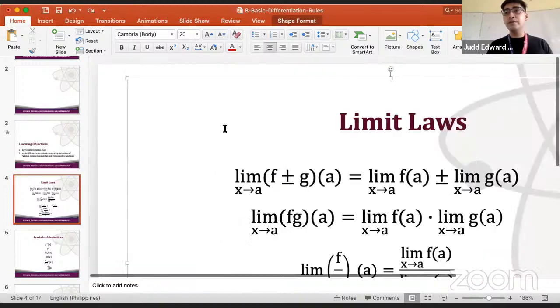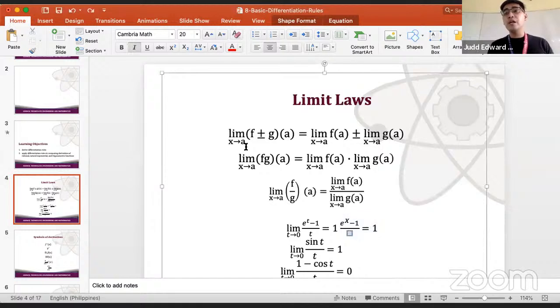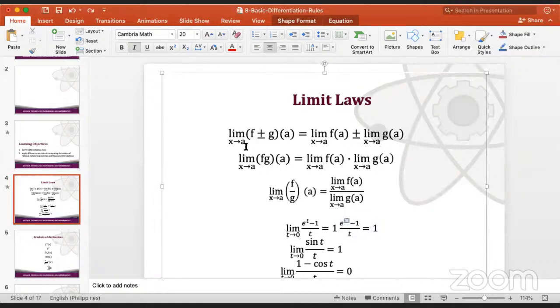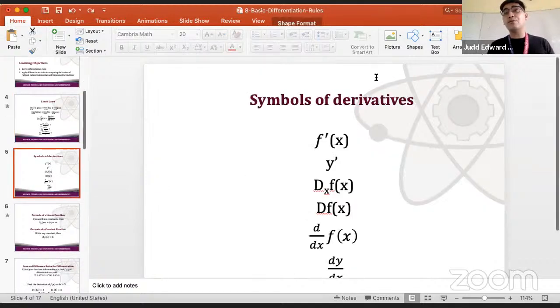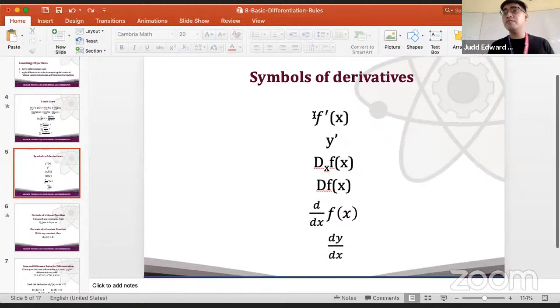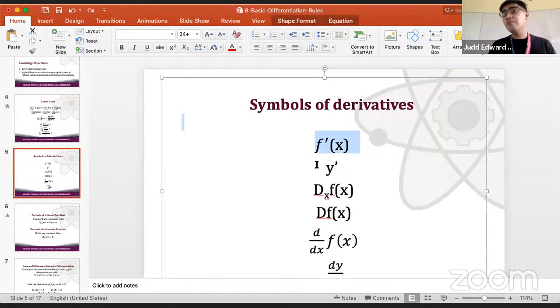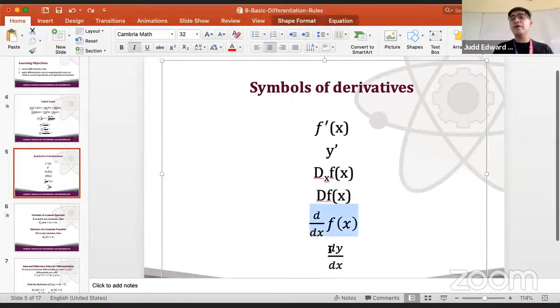Okay, let's move on. So, ano nga ba yung mga symbols na ginagamit natin when we are getting the derivatives? So, ano ba yung mga symbols na yon? So, if we're asked to get the derivatives, these are the symbols that we're going to use. These are the symbols for derivatives. We have f prime of x. We have y prime. We have d over dx of f of x and dy over dx.